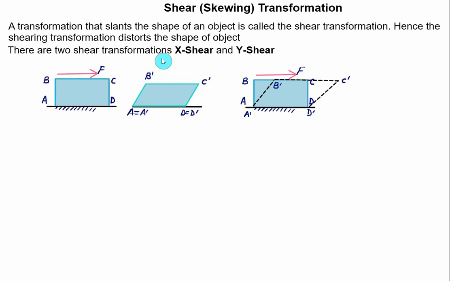There are two types of shear transformation we can carry out. One is an X shear and the second is a Y shear. Along the X direction, you have to apply the force. Then the figure we yield as A prime, B prime, C prime, D prime will be called X shear. Similarly, if we apply the force along the Y direction, it will result in the Y shear. So two transformations we'll study this time. One is the X shear transformation and the second is the Y shear transformation.